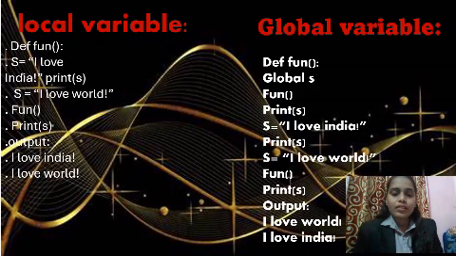And next slide, local variable. def function: s equal to I love India, print s equal to I love world, function, print s. Output: I love India, I love world. Global variable: def function, global s, function, print s equal to I love India, print s equal to I love world, function, print s. Output: I love world, I love India.